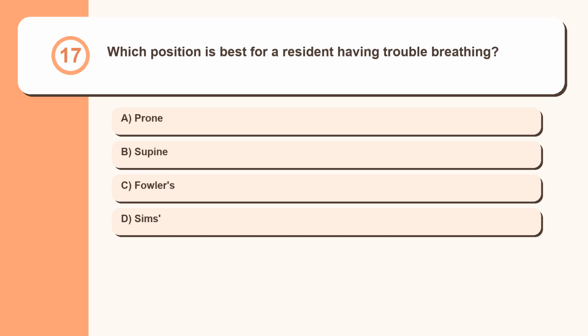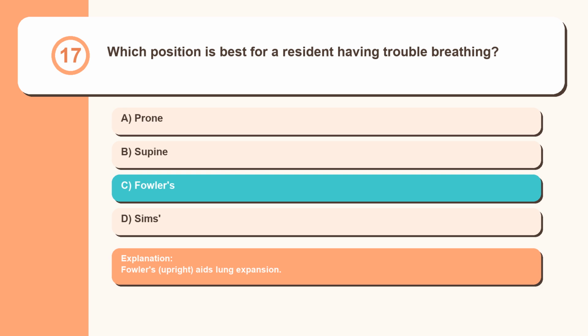Question 17. Which position is best for a resident having trouble breathing? Prone, supine, Fowler's, or Sims. Fowler's, upright, aids lung expansion.